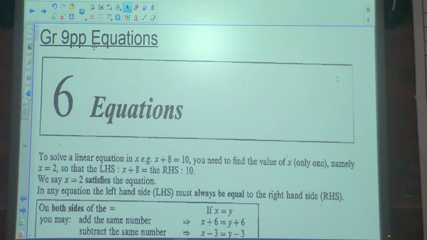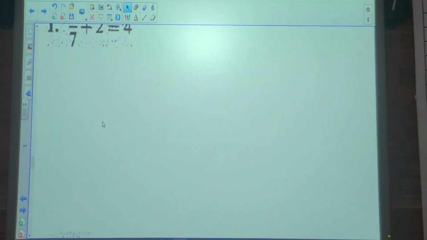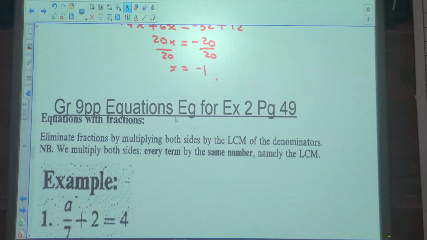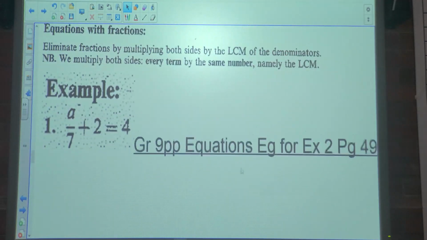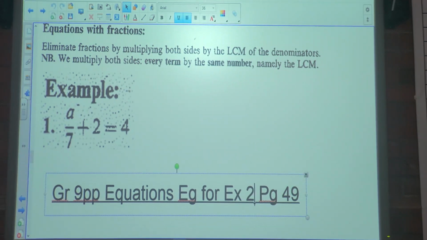Okay, good morning class. So today we're looking at equations, we're looking at the examples for exercise 3. We're looking at equations with fractions today. Alright. And this is on the exercise on page 50. Exercise 3.